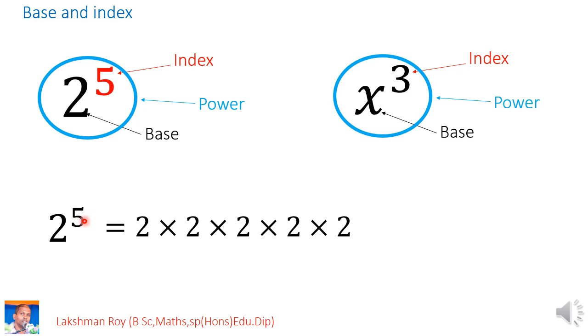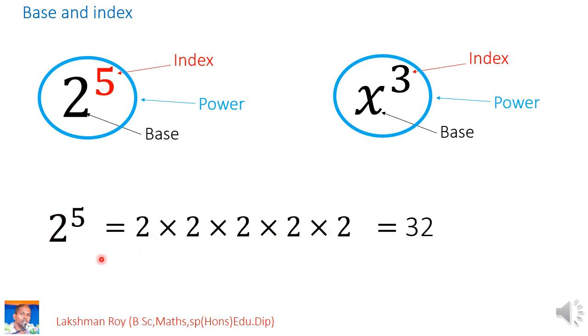See 2 to the power 5. Now you have learned this one. This is in index form, this is a power. Now what I am going to do is write this 2 to the power 5 in another form. What is this form called? This form is called expanded form. Expand this 2 to the power 5. How many 2's? 1, 2, 3, 4, 5. So that is expanded form.